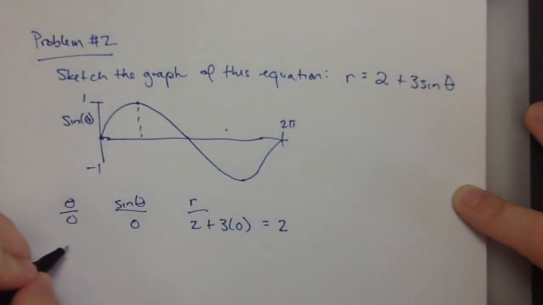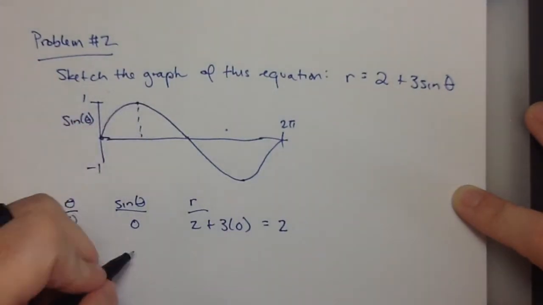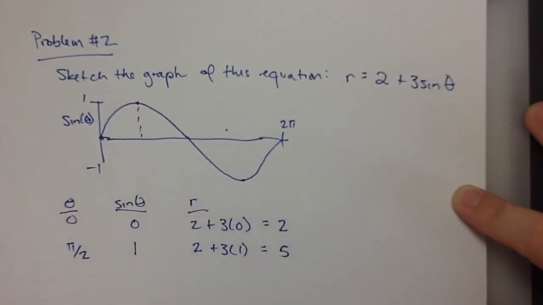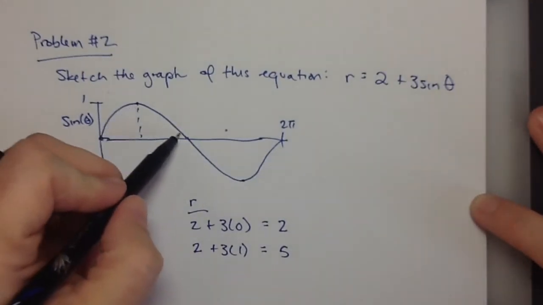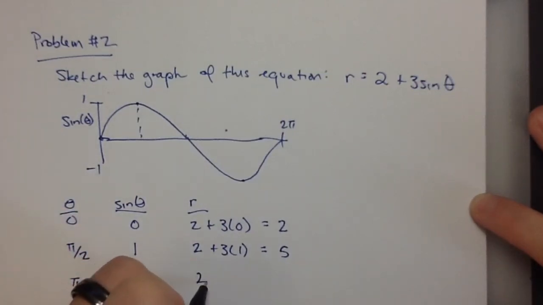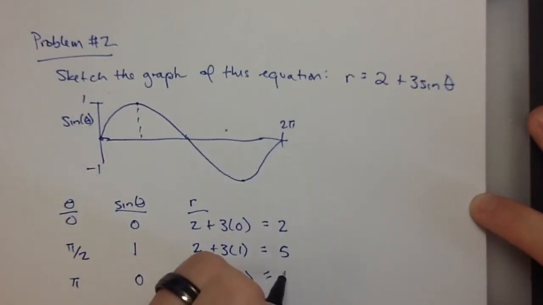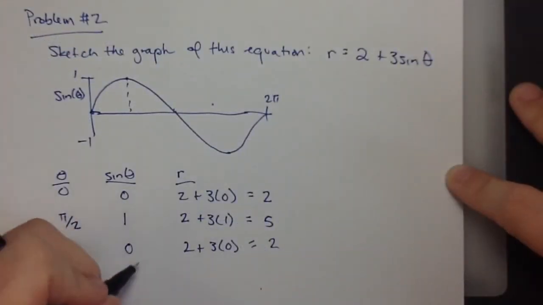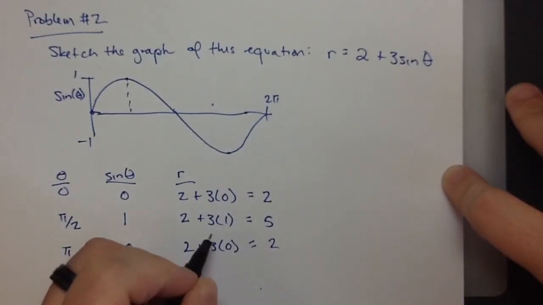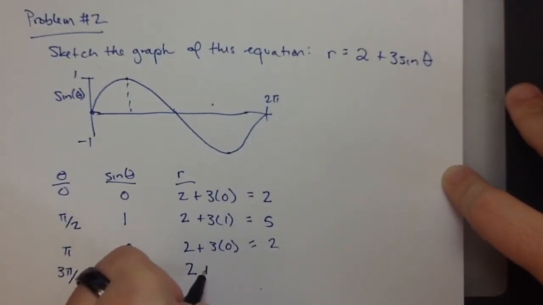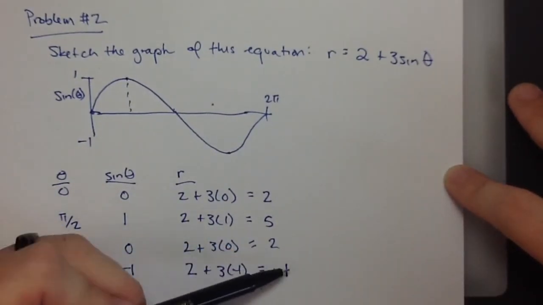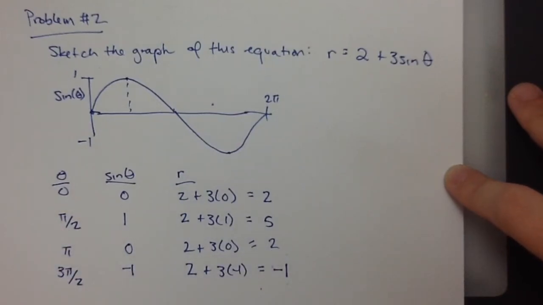When theta is pi over 2, the sine of theta is 1, so r is going to be 2 plus 3 times 1, so that's 5. When our angle is pi, the sine of that angle is 0. r is going to be 2 plus 3 times 0, which is 2 again. And at 3 pi over 2, the sine of that is -1. So we've got 2 plus 3 times -1, which is -1. Okay, remember, when r is -1, that means we go the other way.